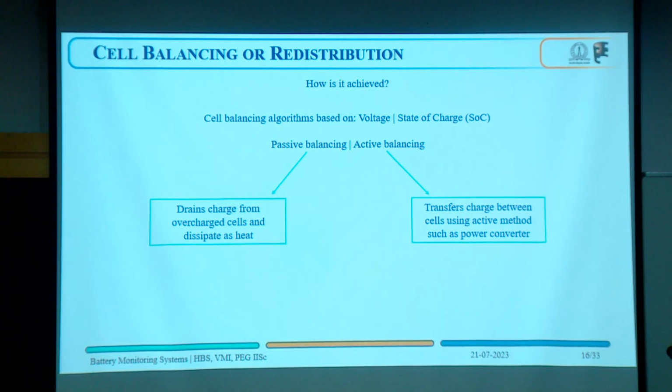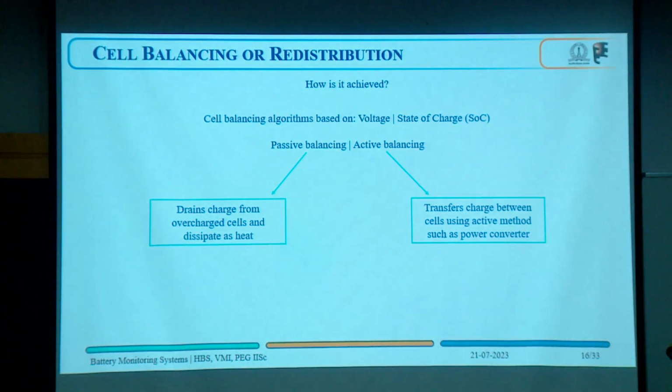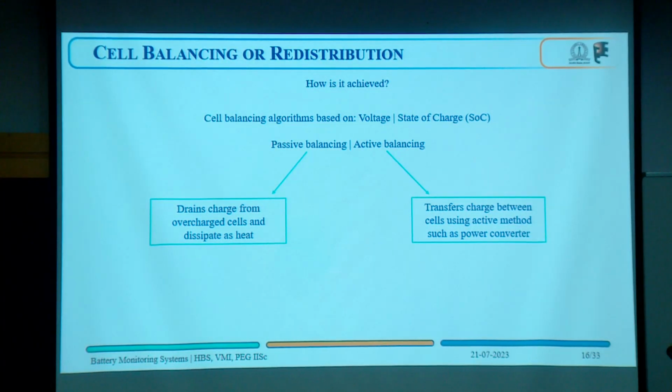So how do we balance it? There are passive balancing and active balancing. Passive balancing is, if a cell is overcharged, if a cell has more charge than the other, then we will take out that charge and dissipate it as heat into some resistor, or let us say a BJT operating in its linear zone. Or we can do active balancing, which is non-dissipative. Non-dissipative means we will transfer the charge from one cell to the other, or from one cell to the battery, or from multi-cell to multi-cell actively by using any active method such as a power electronic converter.